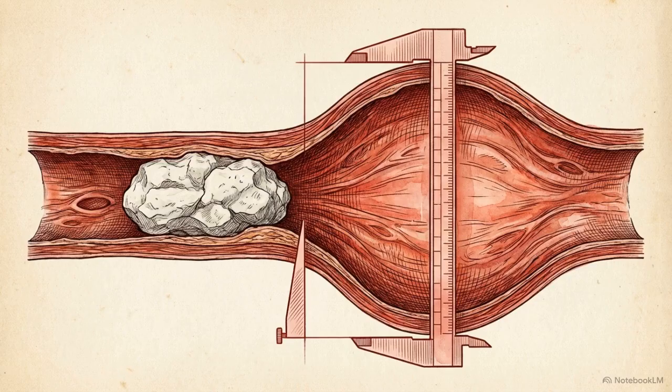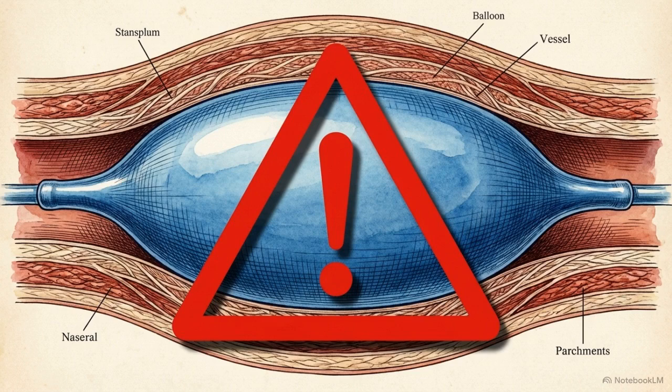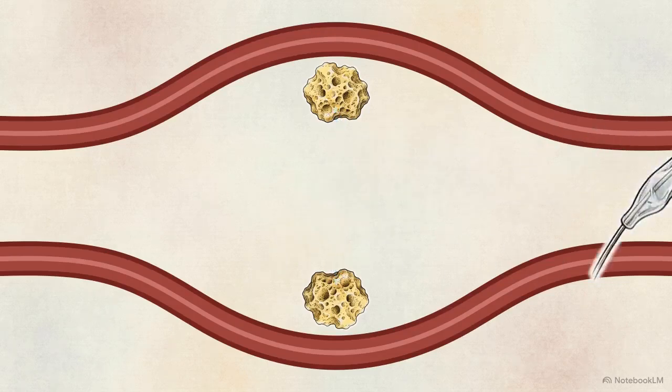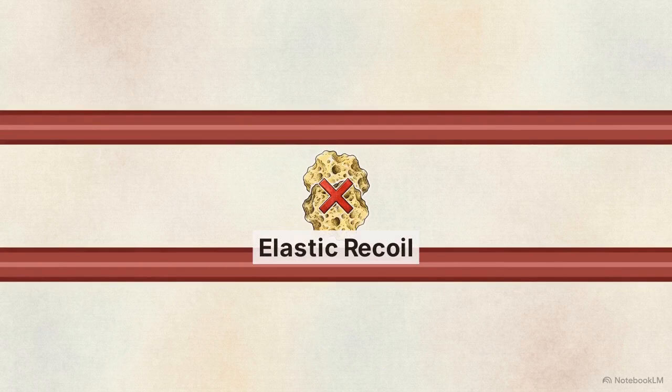A common error is measuring the post-stenotic dilation, the physically ballooned-out section just past the obstruction. Sizing here results in a dangerously oversized balloon. But even with perfect sizing, in a process called elastic recoil, the stretched vessel wall immediately springs back inward the exact moment the balloon deflates.